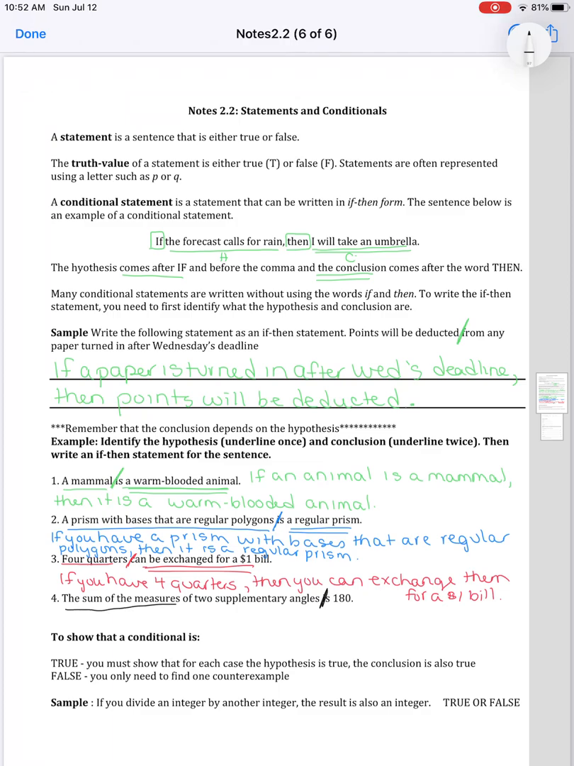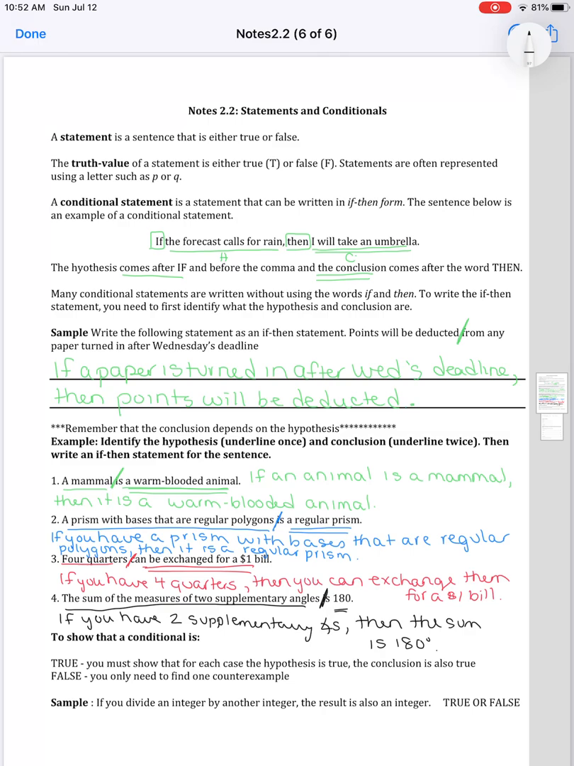Okay, and then the last one, the sum of the measures of 2 supplementary angles is 180. So I'm going to split it at is, because sometimes is sort of equivalent to equals. So that's a good split. So this one we have, so if you have 2 supplementary angles, then the sum is 180 degrees. Okay?